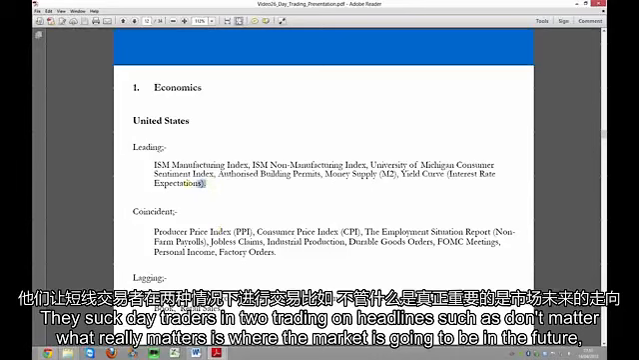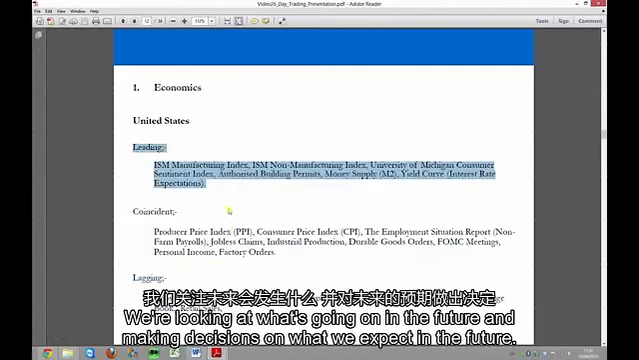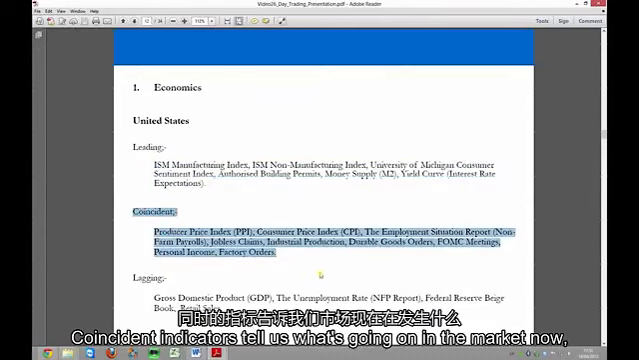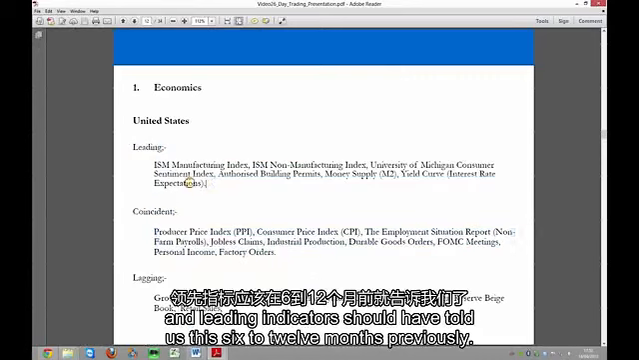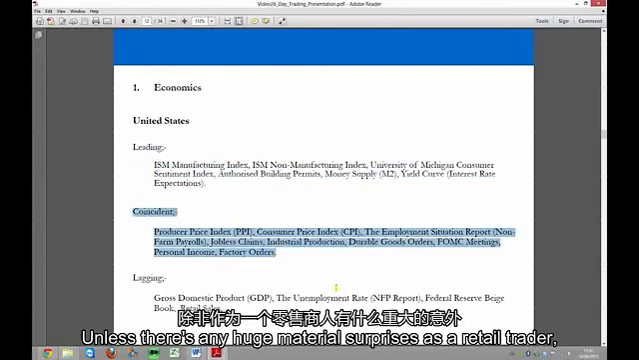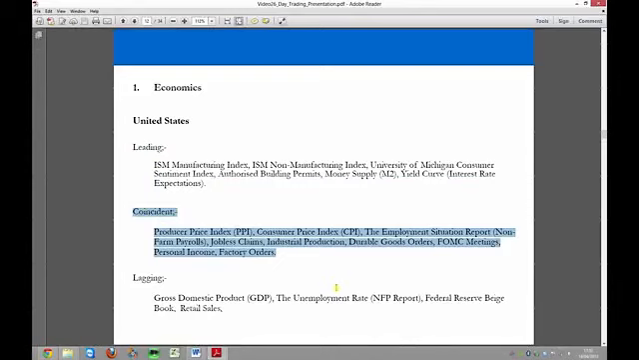What really matters is where the market's going to be in the future, not where it is now or where it's been. So leading, we're looking at what's going on in the future and making decisions on what we expect in the future. Coincident indicators tell us what's going on in the market now, and leading indicators should have told us this 6 to 12 months previously. Unless there's any huge material surprises, as a retail trader, you should not be day trading on coincident indicator news flow.